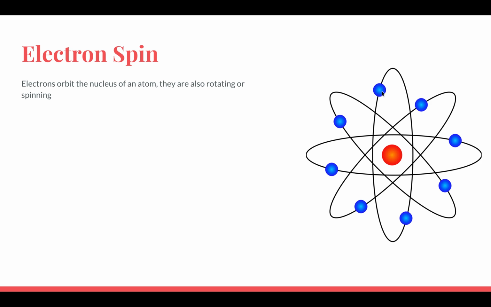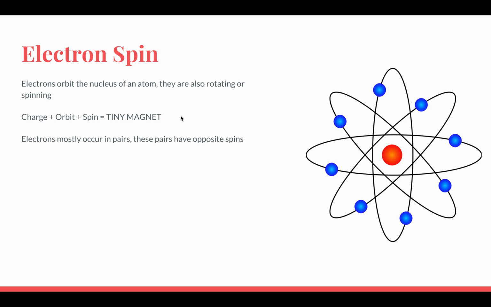Well, not only are the electrons circling the nucleus in an orbit, they are also spinning or rotating on their own. So we have electrons moving around in an orbit, and we have them spinning. So electrons are charged, they have a negative charge, they are orbiting the atom, and they spin. All of these things together means that every single electron is a tiny magnet.